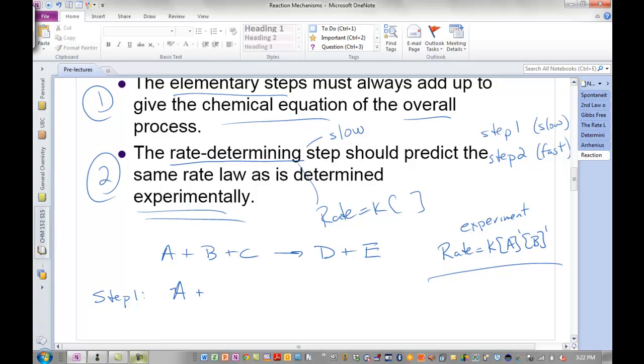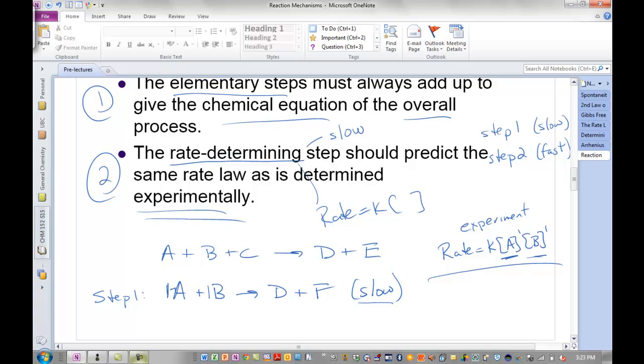There we go. A plus B goes to, say, D plus F. Okay? So I'm going to say that's my slow step because I know my rate is dependent on A and B. And so I'm going to call that step that I have A with a coefficient of 1, B with a coefficient of 1. I'm going to call that my rate determining step.